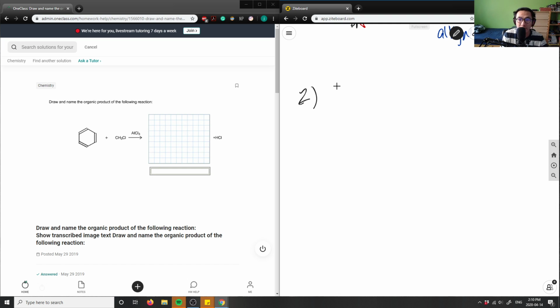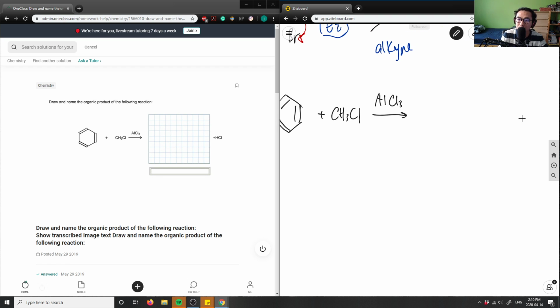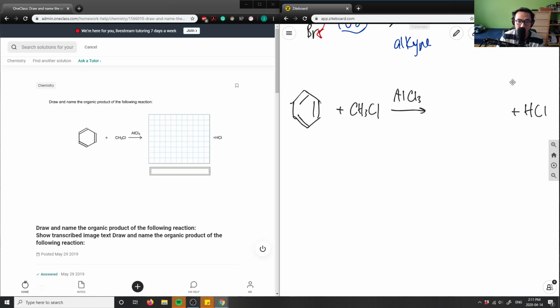It states that I have a benzene here. I'm going to draw it out this way. And then I'm going to react it with CH3Cl, so methyl chloride, and my catalyst here is aluminum trichloride. What am I going to get? I get some product plus HCl.